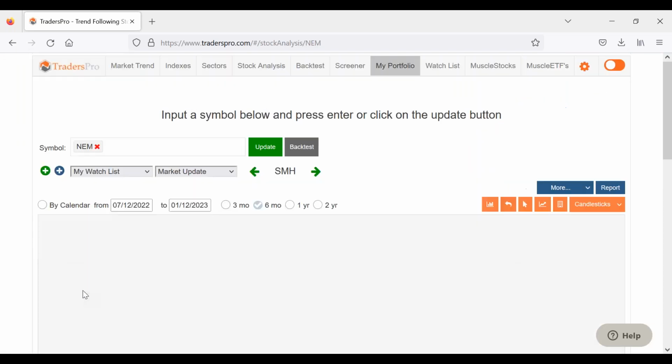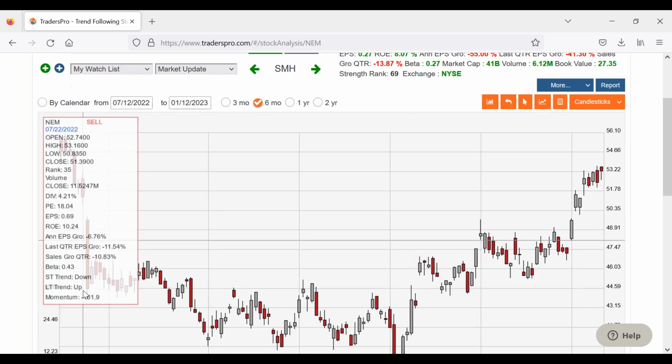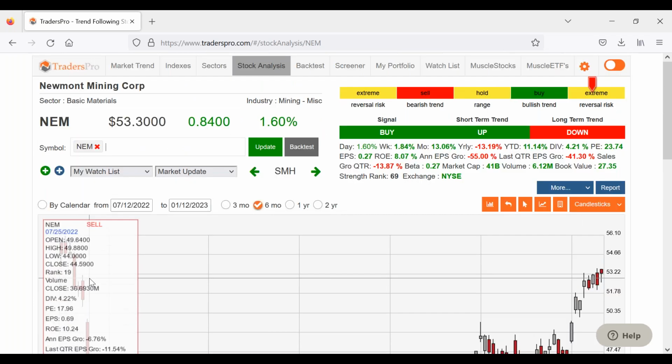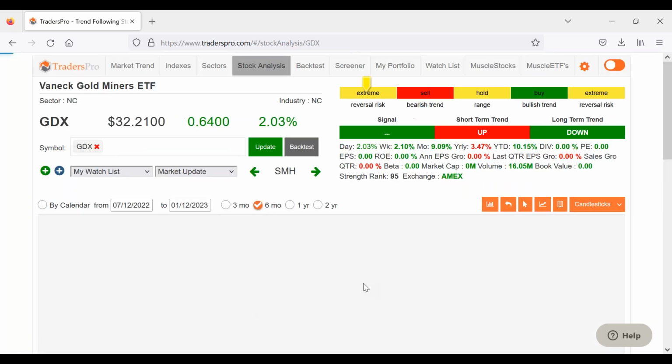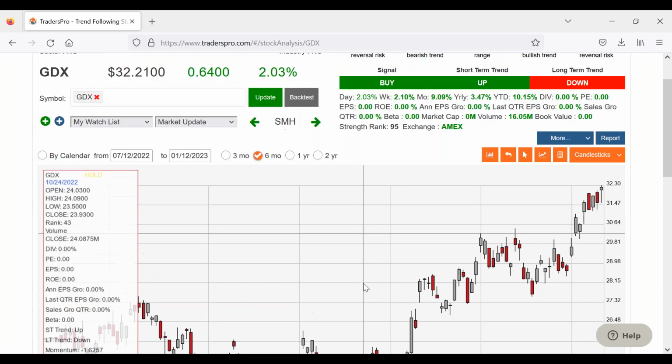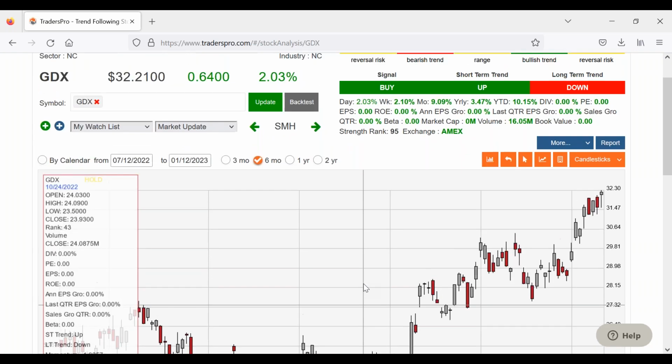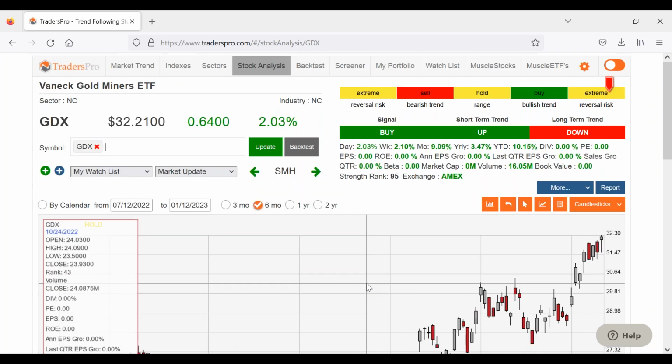All right, so I'm still holding the gold stocks. They're a little bit stretched. They could consolidate a little bit here pretty soon, but I'm looking to try to stay in these things for the longer term at least right now. So, all right, that's all I have.